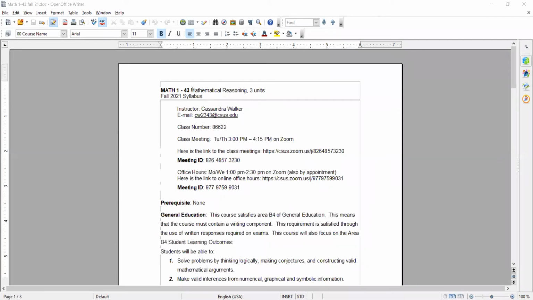For Math 1, section 43, which is Mathematical Reasoning, it's a 3-unit class. So the class does give you units, and it does satisfy a general education requirement. However, it will not prepare you for another math class. It's its own fun math topics. Okay, for fall 21, here's the syllabus.